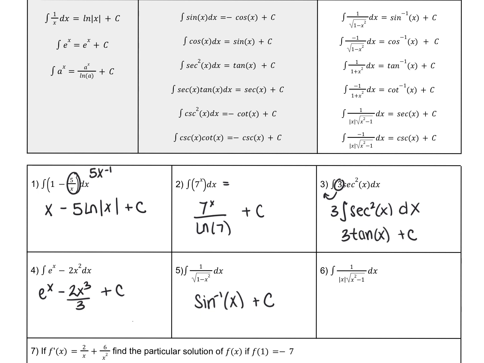Last here, number 6, is the same thing. We know that if I see an absolute value, it's likely going to be one of these inverse ones. So the antiderivative of 1 over this is secant. So this answer is inverse secant. Oh, I noticed that these need negative ones, so if they're not on your paper, please make sure you're adding those negative ones.